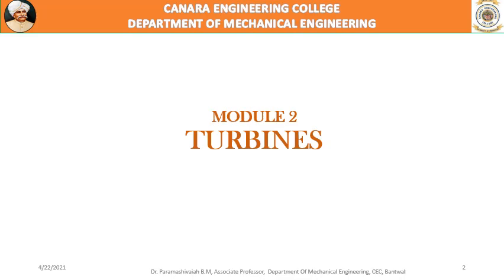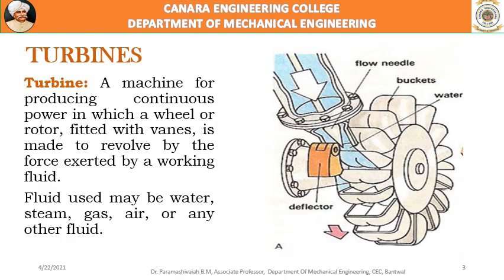Okay, in this lecture, we will study turbines. So what is a turbine? Turbines are machines for producing continuous power in which a wheel or a rotor fitted with vanes or blades, which are curved blades on the periphery of the rotor, is made to revolve due to the force exerted by a working fluid. The working fluid may be water, steam, gas, air, or any other fluid.